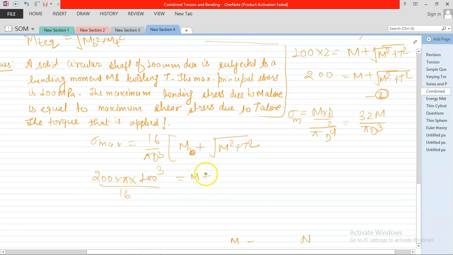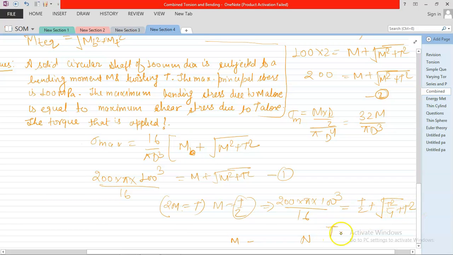That is equal to M plus under root M square plus T square, and that is equal to, take it equation 1. Now the second equation is 2M is equal to T, that we already obtained. Put that here, and M is equal to T by 2, because we need to find the torque. Therefore 200 into pi into 100 raised to the power 3 upon 16 is equal to... So this is a question of combined bending and torsion.